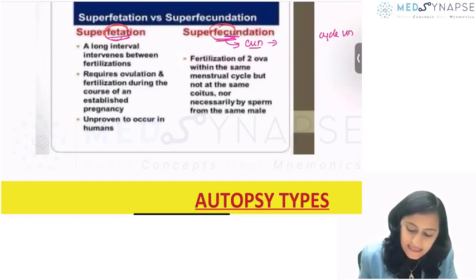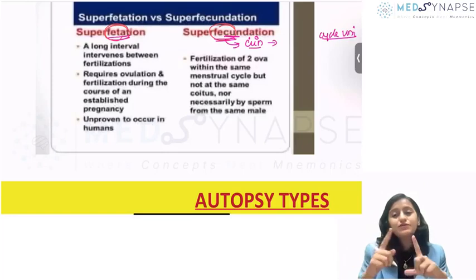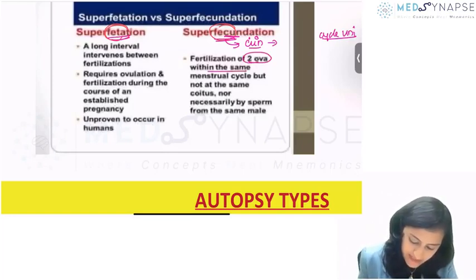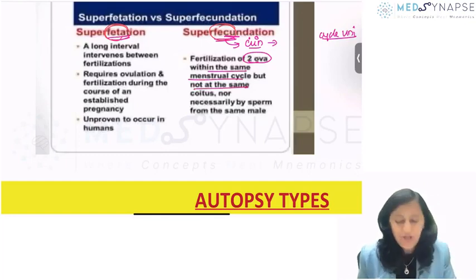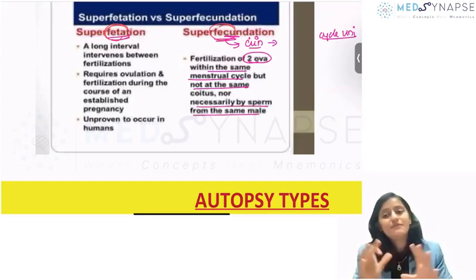C-U-N is cycle uni. Okay, cycle uni. In one cycle itself, but there are two different ova. Okay, so fertilization of two ova within the same menstrual cycle, but not at the same coitus, right? And not necessarily by the same male also.